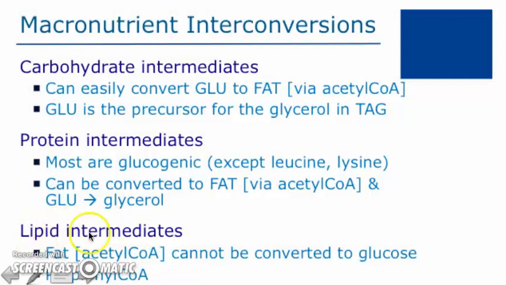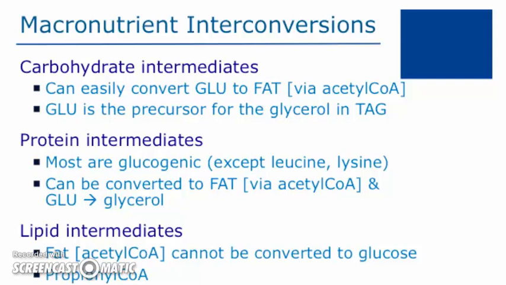We will now discuss the lipid intermediate interconversions. Lipid intermediates are not as fluid as intermediates of carbohydrate and protein metabolism. Fat as a whole, when catabolized to acetyl-CoA, cannot be converted to glucose. This is because the pyruvate dehydrogenase complex is irreversible. So pyruvate can be converted to acetyl-CoA, but acetyl-CoA cannot be converted to pyruvate. Therefore, the acetyl-CoA cannot undergo gluconeogenesis. So largely we see that fat cannot be converted to glucose or other carbohydrate intermediates.